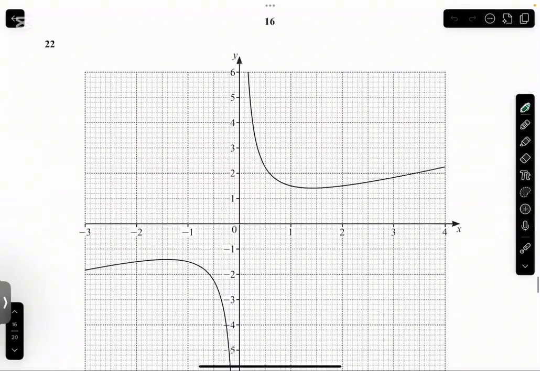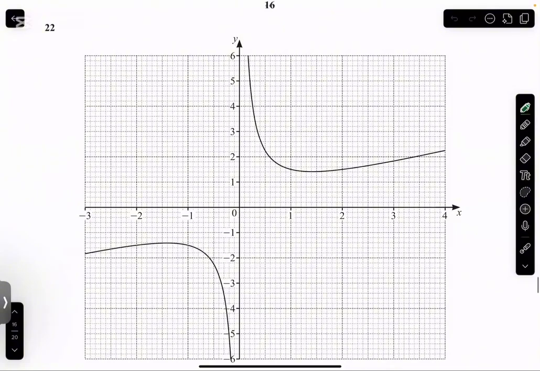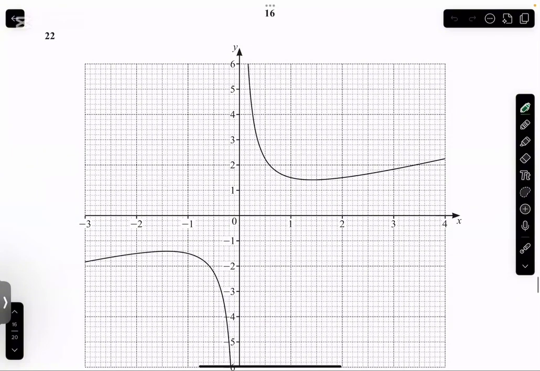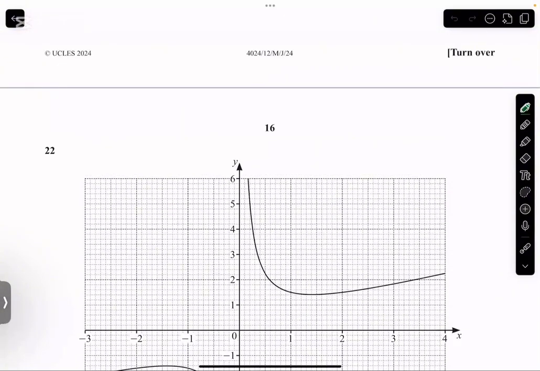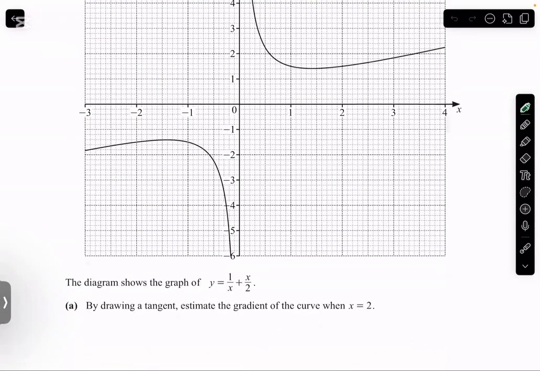I have taken this question, which is from May-June 2024, paper 1-2. This graph is given to me, and it says the diagram shows the graph of y equals 1 by x plus x by 2.